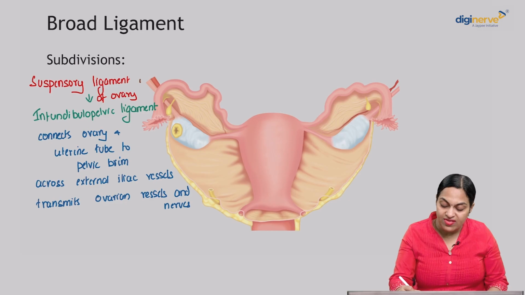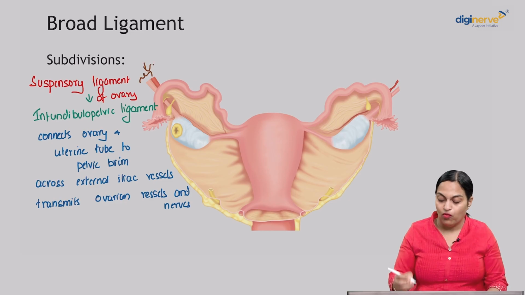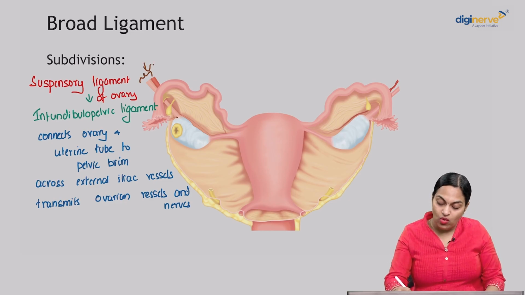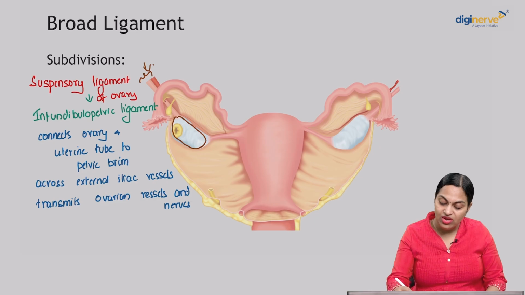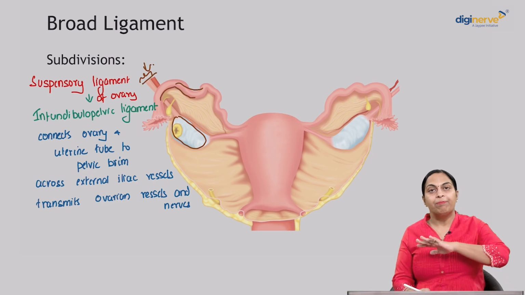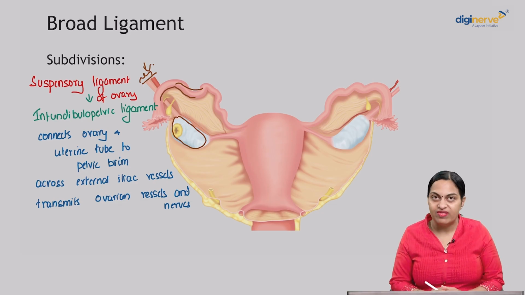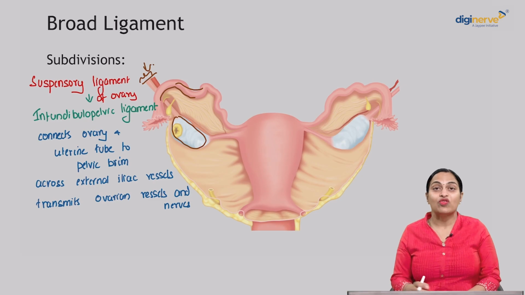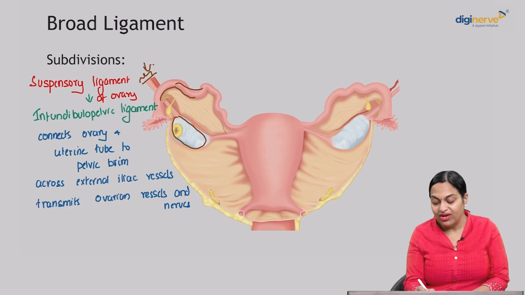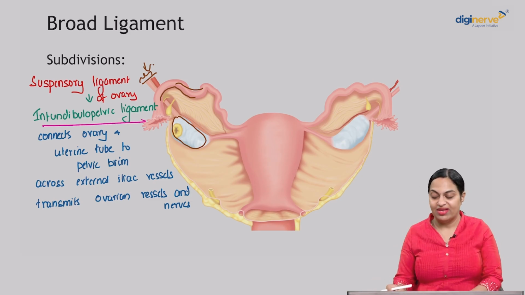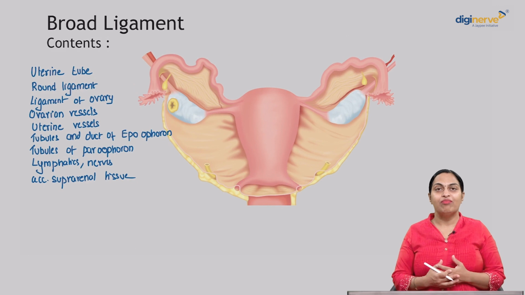Lastly, this is the suspensory ligament of ovary. It connects the ovary and the uterine tube to the pelvic brim. It passes across the external iliac vessels. It transmits the ovarian vessels and nerves. It is also called the infundibulopelvic ligament. Now, again, this is very important.